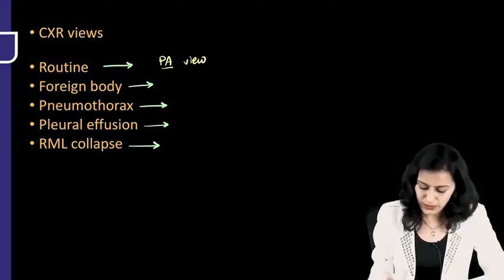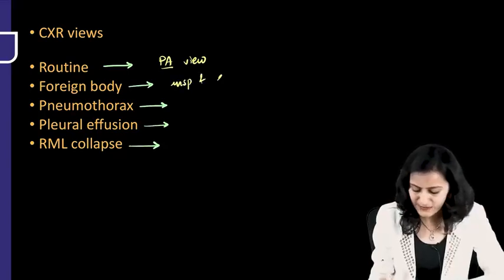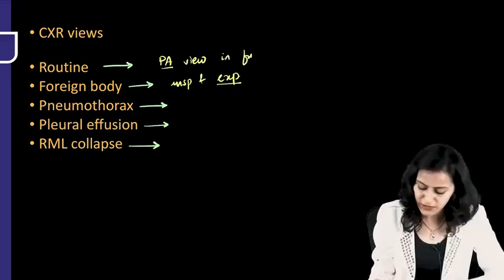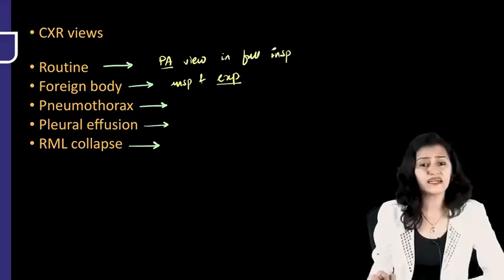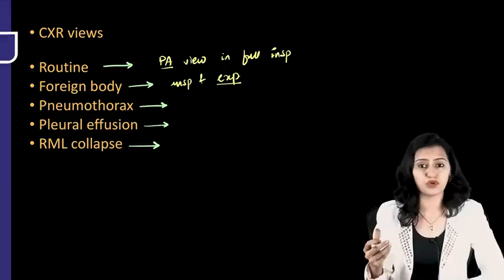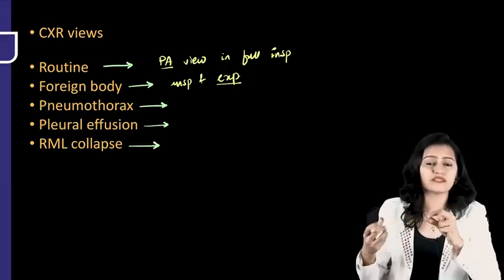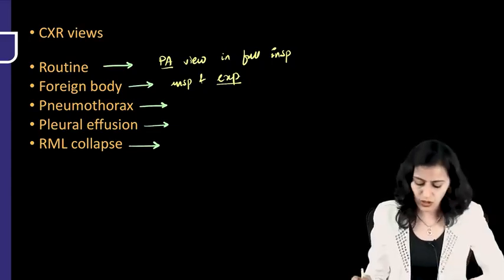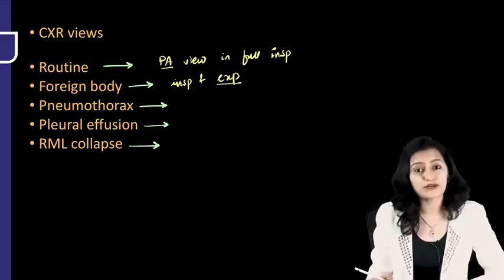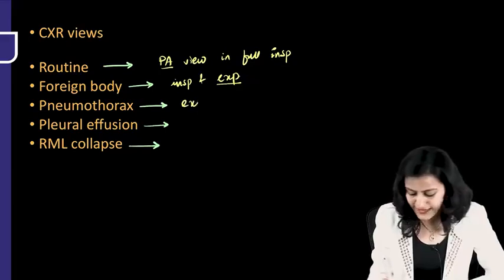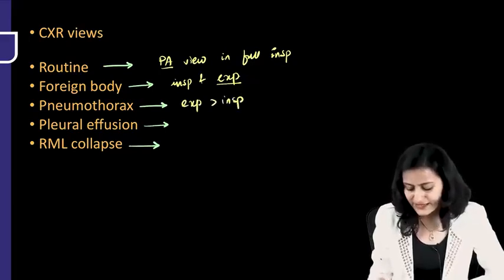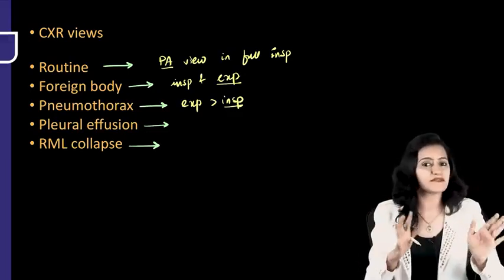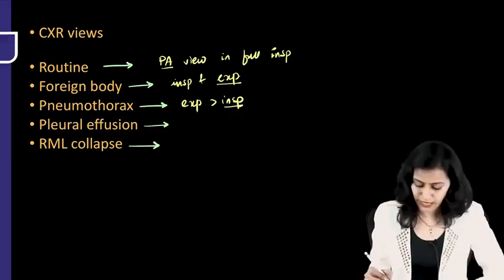For foreign body, we do inspiratory and expiratory chest x-ray view. The routine chest x-ray is a PA view in full inspiration, and here it is inspiration and expiration both, because with foreign body we want to see on which side the air is not going out, suggesting a block on that side. So inspiratory and expiratory both. For pneumothorax, expiratory chest x-ray is better than the inspiratory chest x-ray, because in expiration the white lung gives a good contrast to the black pneumothorax.